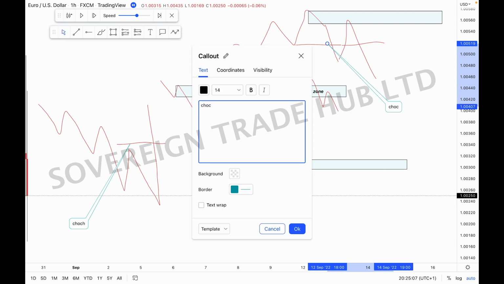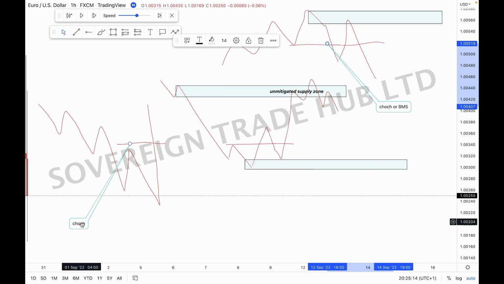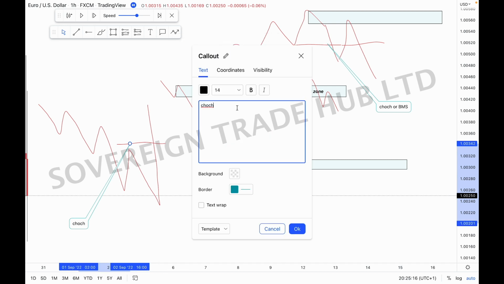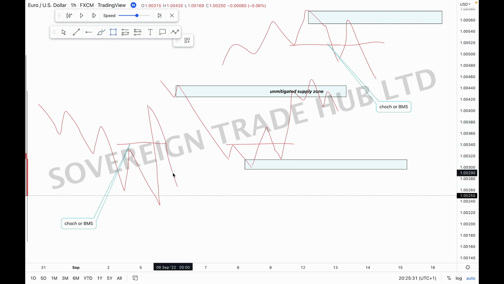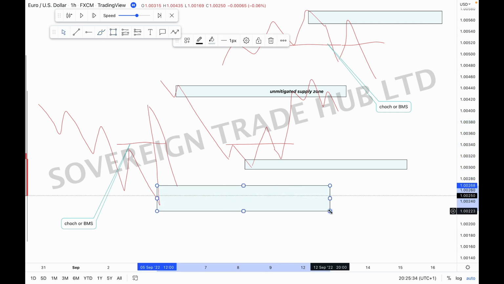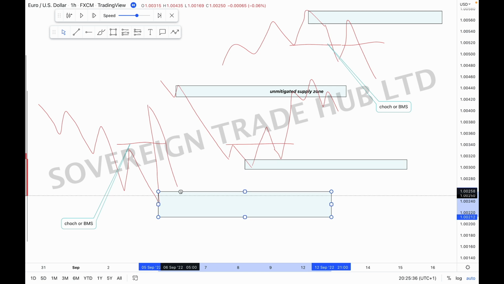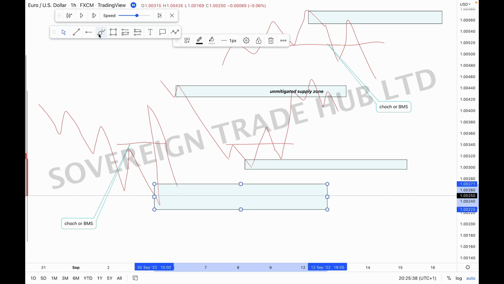So we'll call it COCH, change of character, or BMS, breaking market structure. So let me quickly put that here. Change of character, or BMS, a break in market structure. So the moment price takes away this lower high, we wait for a retracement into the very level that sponsored the break, and we'll trade what price action does here.